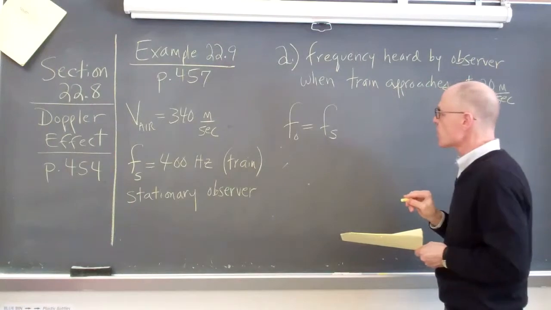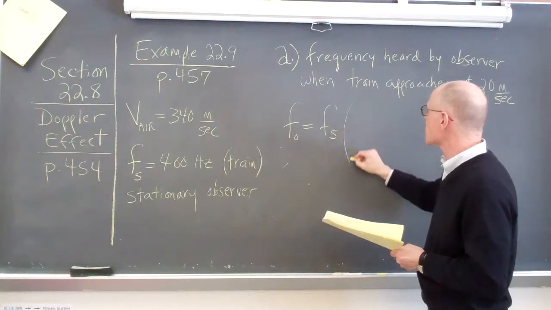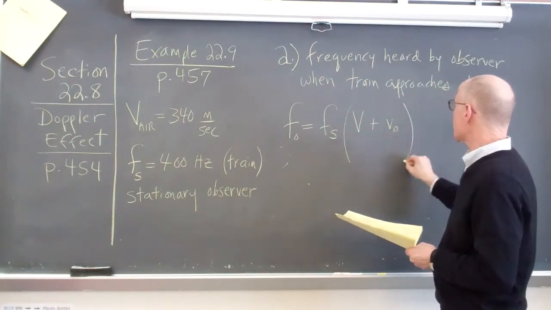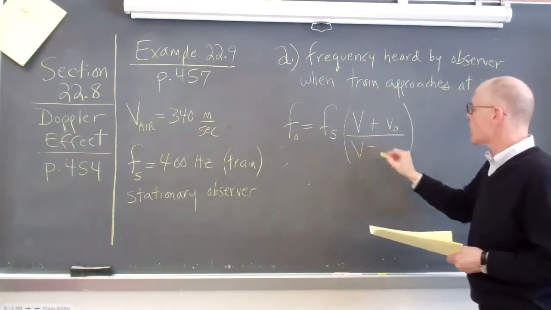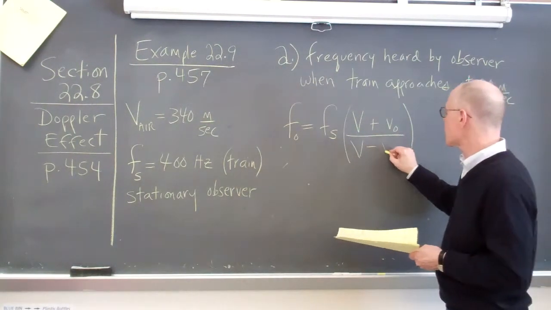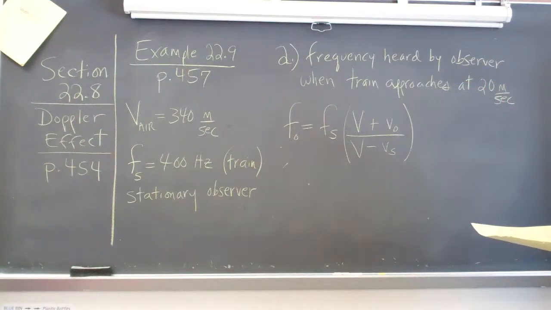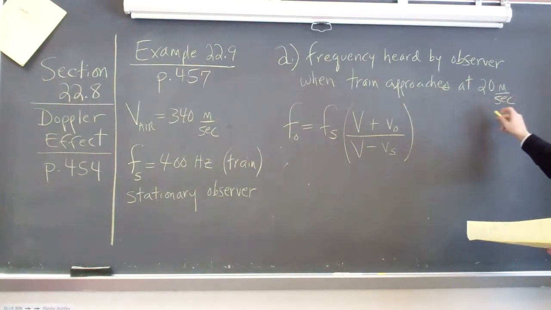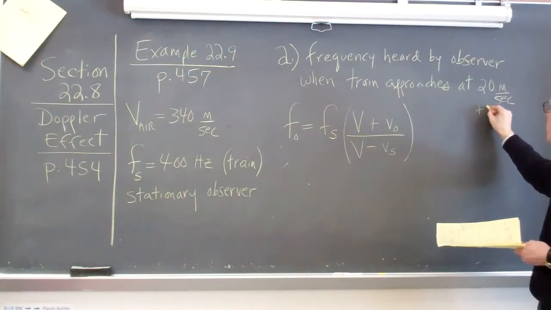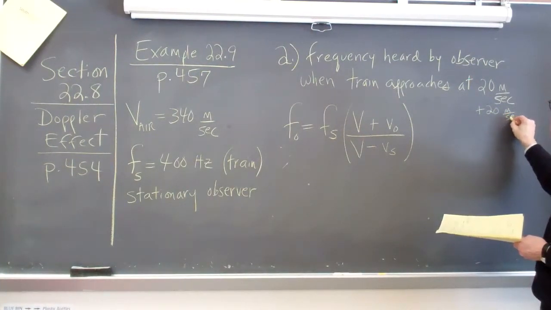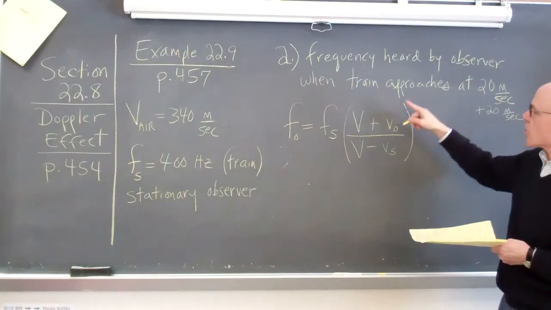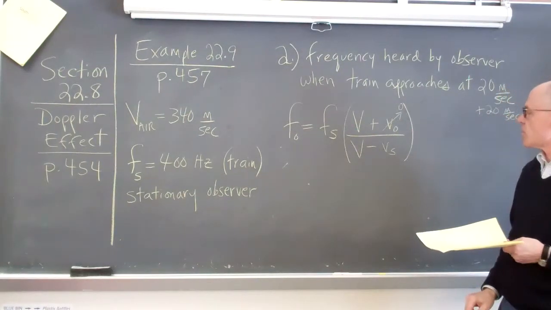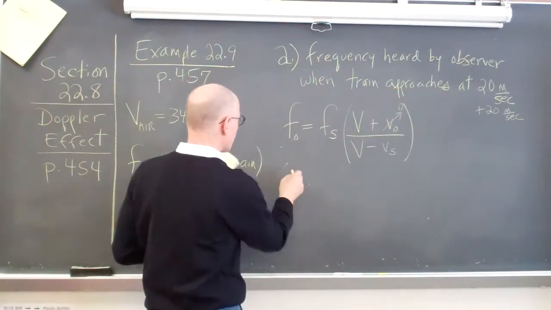Frequency heard by the observer is equal to the frequency of the source times speed of sound in air plus the speed of the observer, divided by the speed of sound in air minus the speed of the source. The train's approaching at 20 meters per second, so our sign convention tells us that that is a plus 20 meters per second. And we also know that we have a stationary observer, so the speed of the observer is 0. So let's go ahead and plug in what we know.